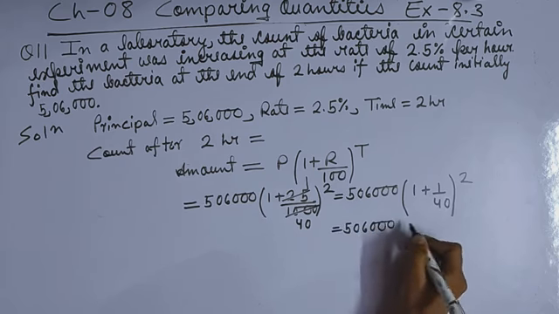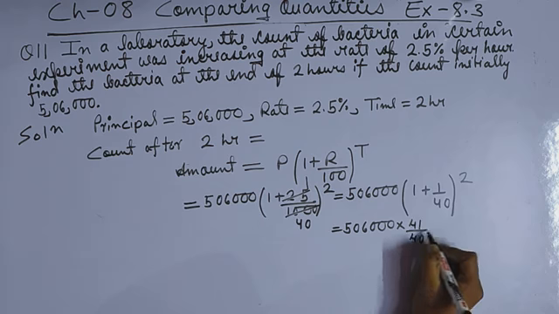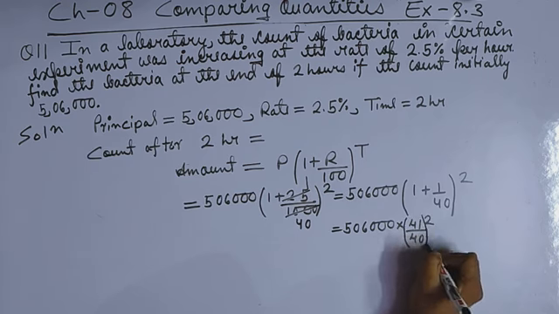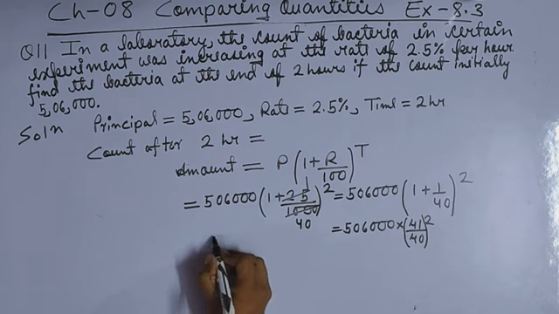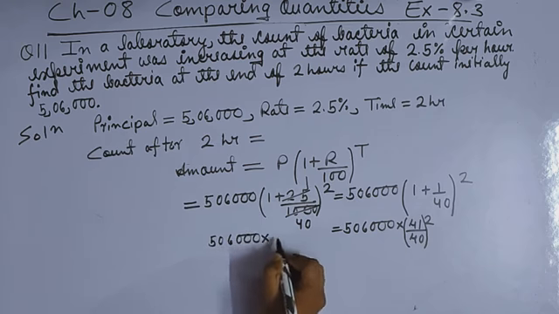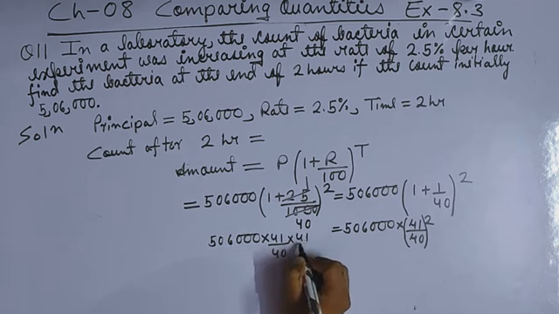506,000 multiply 41 upon 40 to the power 2. This 41 upon 40 to the power 2 का मतलब क्या है बेटा? This means that 41 upon 40 कितने बार मल्टीप्लाई किया गया? 2 times. So this will be 506,000 multiply 41 upon 40 multiply 41 upon 40.